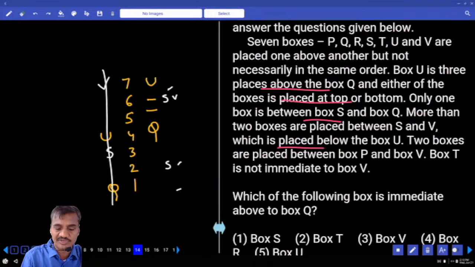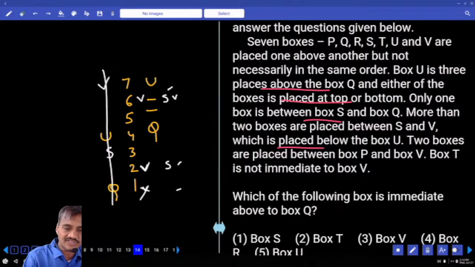And 2 boxes between P and V. Now if V is at this place, then 2 boxes. Now what are the different possibilities for this V? V can be here, or V can be here, or V can be here, isn't it? Now if you take V here, 2 in between V and P is not possible. Are you following this one or not?